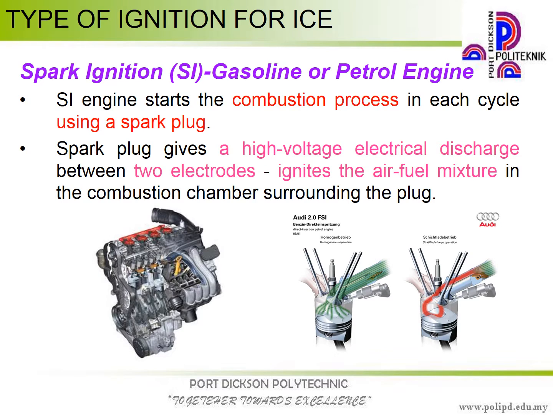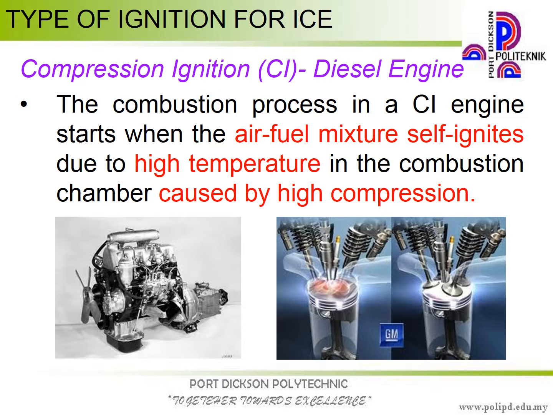There are two types of ignition for internal combustion engines. The first one is spark ignition, SI, the gasoline or petrol engine. An SI engine starts the combustion process in each cycle using a spark plug. The spark plug gives a high voltage electrical discharge between two electrodes, which ignites the air-fuel mixture in the combustion chamber surrounding the plug. The second one is compression ignition, the diesel engine.